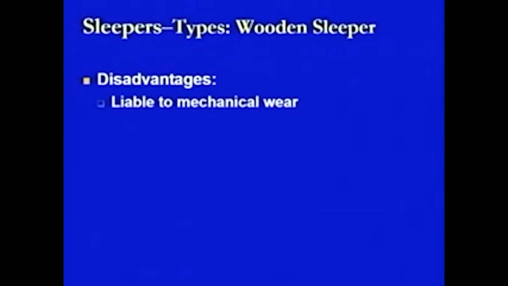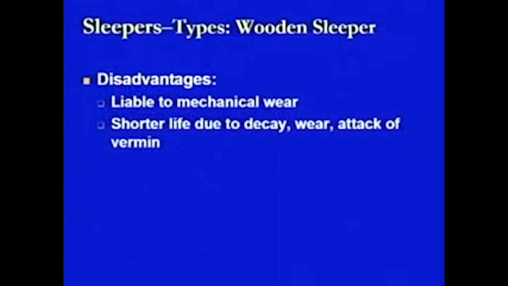But at the same time there are certain disadvantages too in the case of wooden sleepers. They are liable to mechanical wear. Whatever mechanical devices are used, they can penetrate the wooden sleeper, and this is the type of wear which may happen to those wooden sleepers. They have a shorter life period. This is due to decay, or due to the different types of wear which can take place, or it is also due to the attack of vermin. This is one type of disadvantage which is not there in the other cases of sleepers.